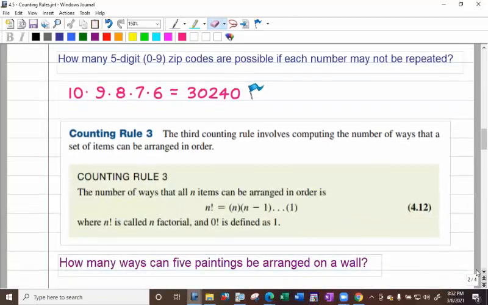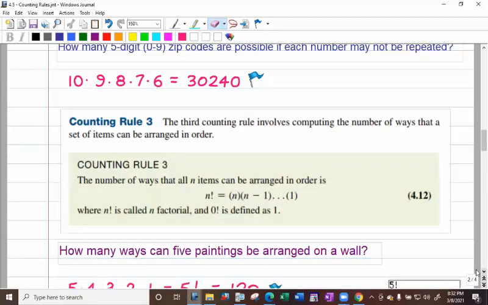All right, we're going to learn about factorials here. I kind of need that for permutations and combinations. All righty, let's see. The number of ways items can be arranged in order. This exclamation point means factorial, and it means you take that n, you multiply it by n minus 1, you go all the way down to 1. Now, 1 factorial is also 1. 0 factorial is also 1.